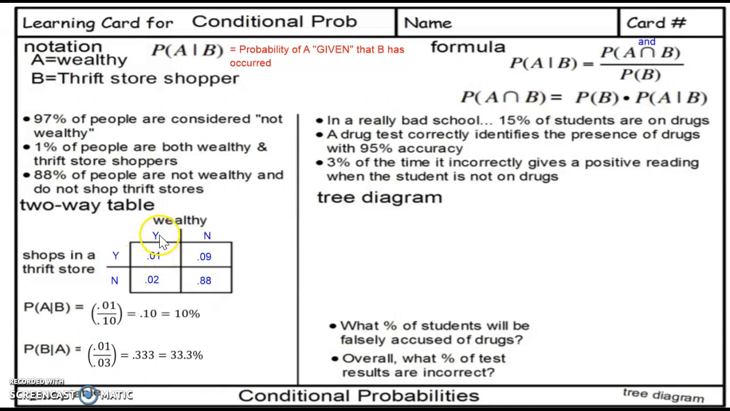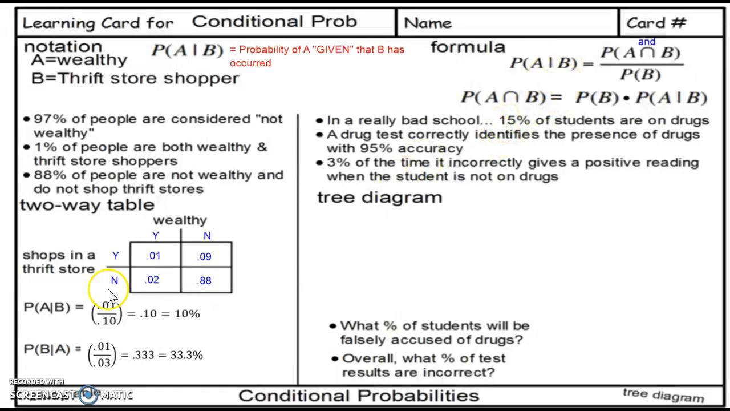And the probability of being wealthy that we're going to divide by in the denominator is 3% or 0.03. So 0.01 divided by 0.03 is 33% or 33.3%, which is 0.3 repeating. So once again, this can be a little bit confusing.